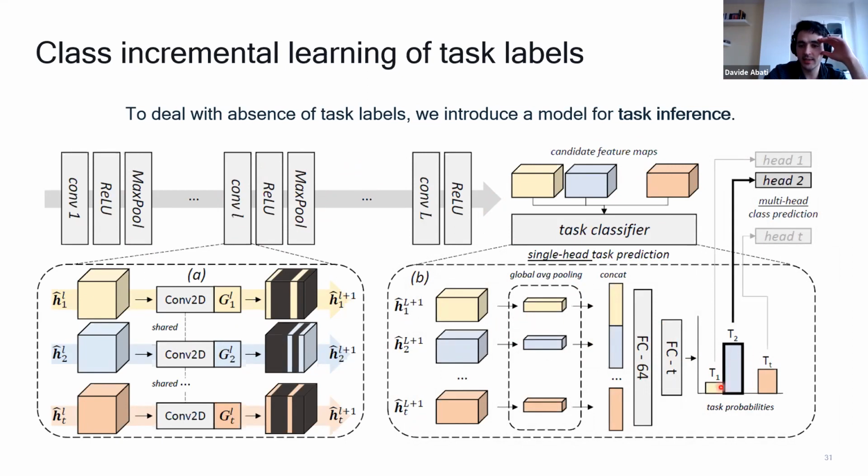In this case, the decision is task 2, so it will take this blue feature map and forward it to the second head to get the class prediction. The model here is multi-head in the classes because each classification head is separate, but it's single head in the task classifier.